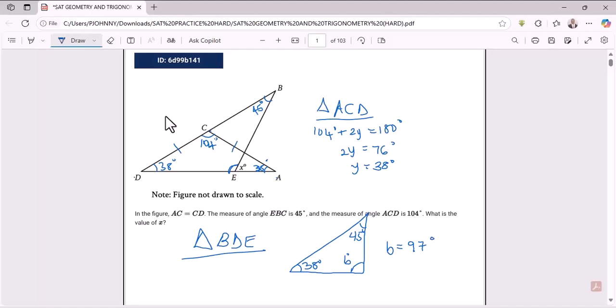And you could even use the rule that the exterior angle of a triangle is equal to the sum of the two opposite interior angles. So straightforward, you can either say 180 degrees minus 97, which will give you 83 degrees. Or you could have just done it this way, that x, which is the exterior angle, is equal to the sum of the two opposite interior angles, 38 degrees plus 45 degrees. So this will also give you 83 degrees. Whichever one you choose, you're going to get the value of x.